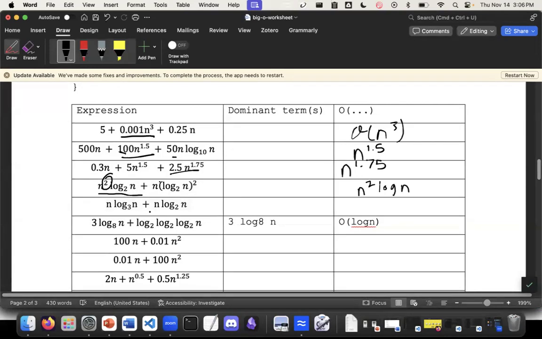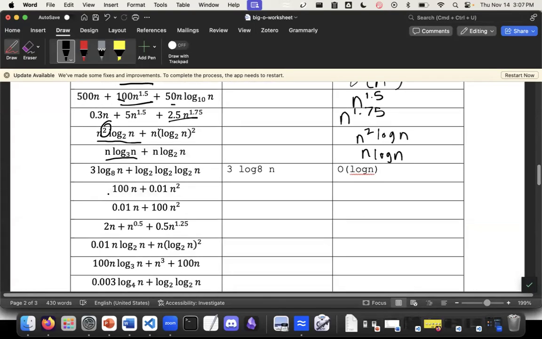Okay, what about this one? Someone from this side of the room. I think June wants to answer this one. N log 3n plus n log 2n. Yeah, which gives us O of, sorry, n log n. Cool. All right, we did this one.